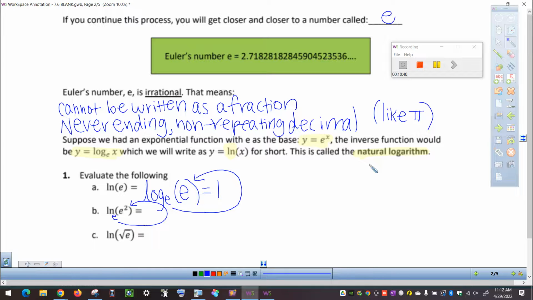Yeah, go ahead, Daniel. 2. Yeah, e to the second power equals e to the second power. Seems a little bit redundant. How about the next one here?